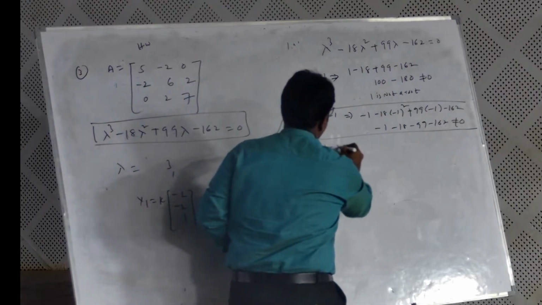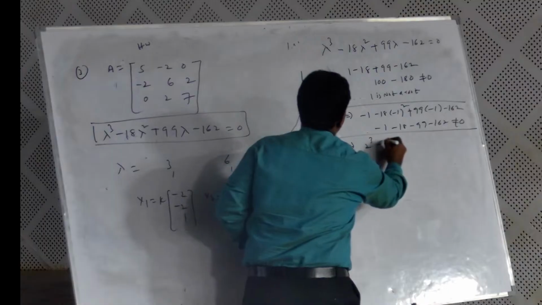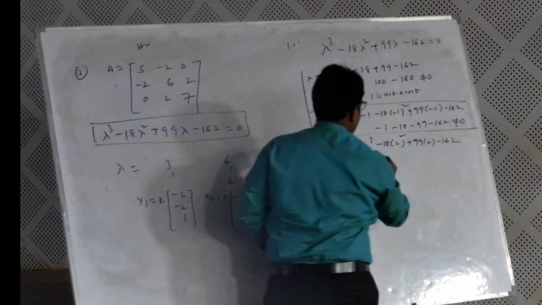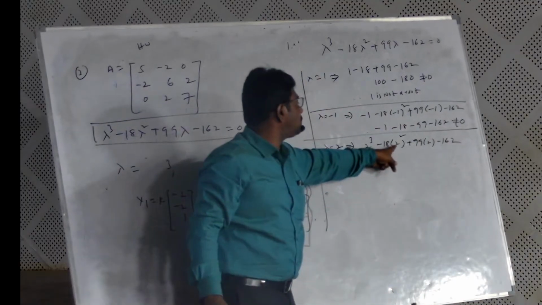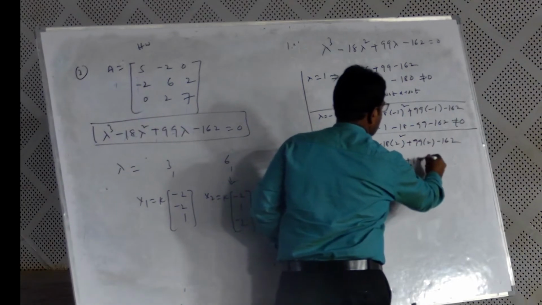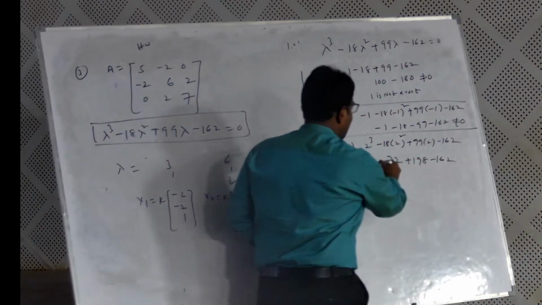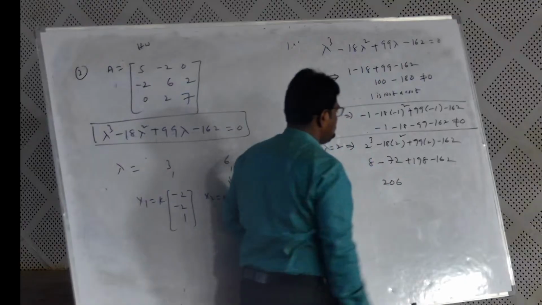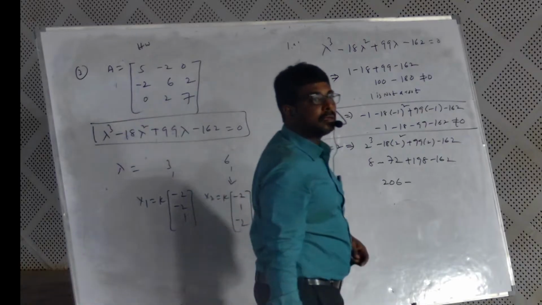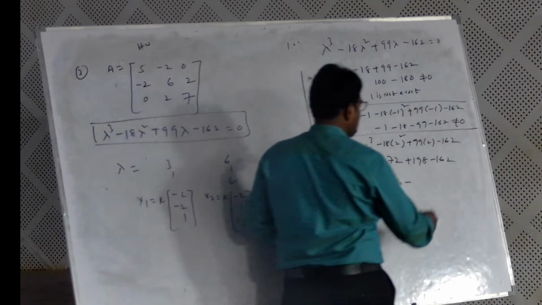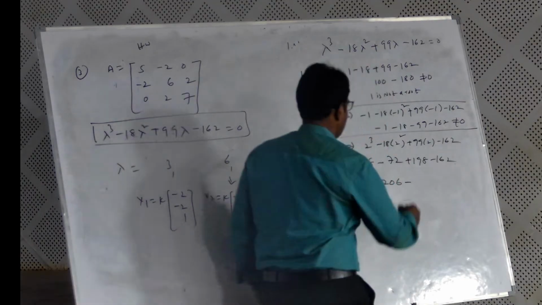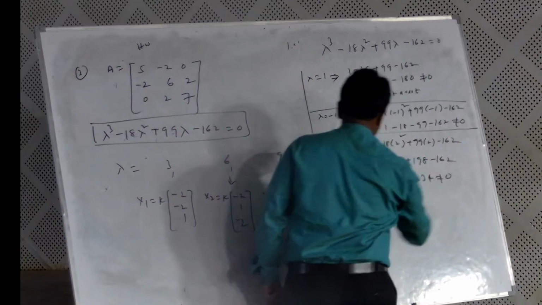Next search 2. Tell me, 2 cube, 2 square is 8, 2 square means how much? 18 fours are 72. 99 into 2 is 198, minus 198 plus 8, minus 162, 72. Add them, 234, not equal to 0. Next.